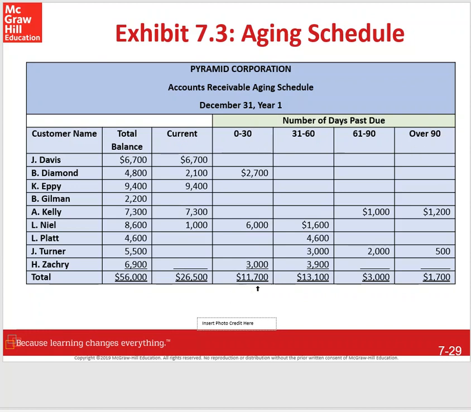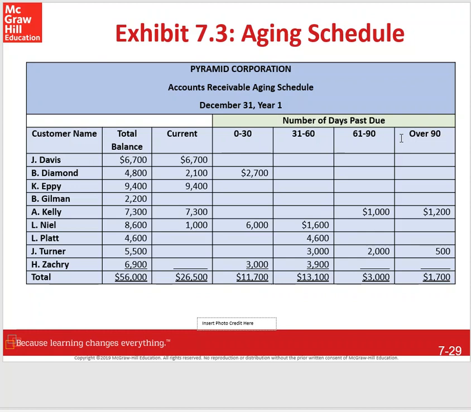So we've got $11,700, that's 0 to 30 days past due, and so on. $13,100, that's 31 to 60 days past due. $3,000, that's 61 to 90 days past due. And we have $1,700 here that's over 90 days past due. Do you think we're ever going to collect that? It's pretty iffy, to be honest with you. If they were going to pay you, they probably already would have.